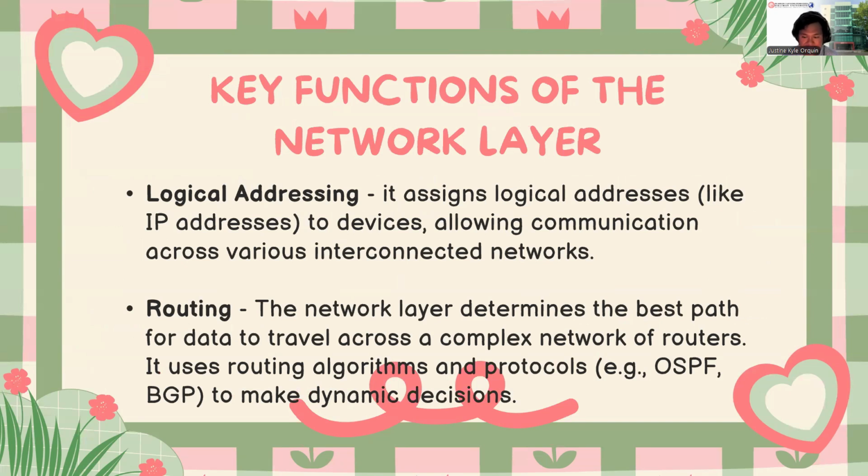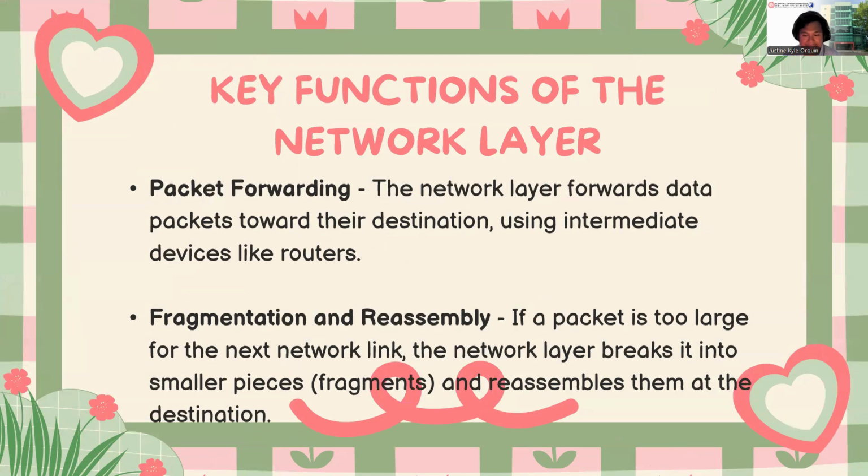First is logical addressing. It assigns IP addresses so that devices can communicate across networks. Second, routing. It chooses the best path for data to travel using protocols like OSPF and BGP. Next is packet forwarding. It ensures packets are passed through intermediate devices like routers to reach their target.